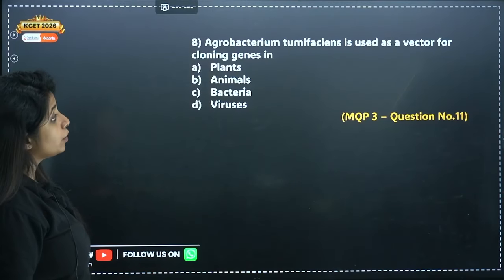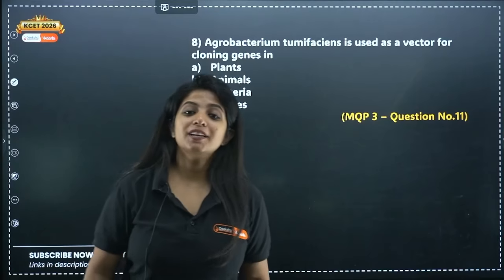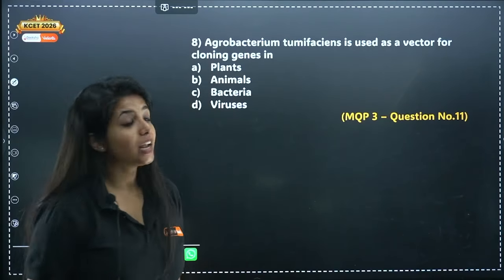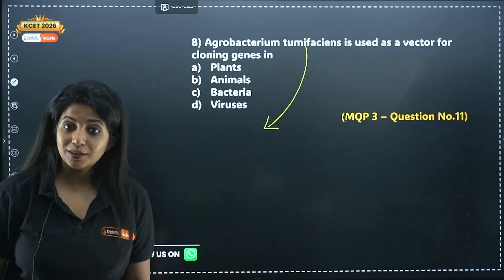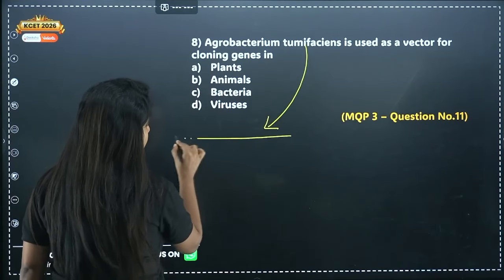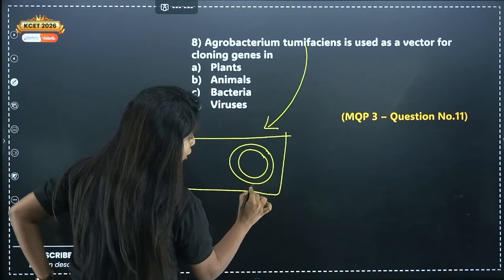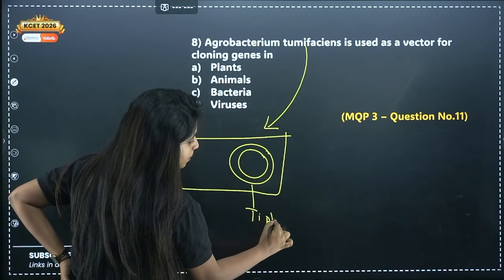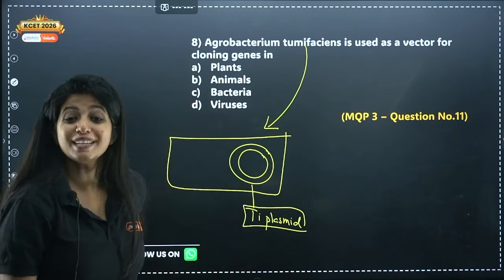Now, Agrobacterium tumefaciens is used as a vector for cloning genes in. Agrobacterium tumefaciens is a bacteria. Why do you need this organism? Because its plasmid acts as a vector for plants. So Agrobacterium tumefaciens has an extra plasmid. You call this plasmid the Ti plasmid, tumor inducing plasmid. Ma'am, it induces tumor? Yes.